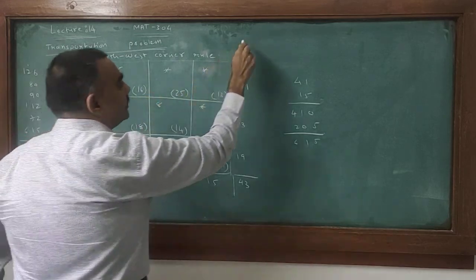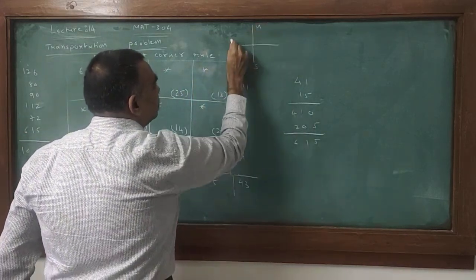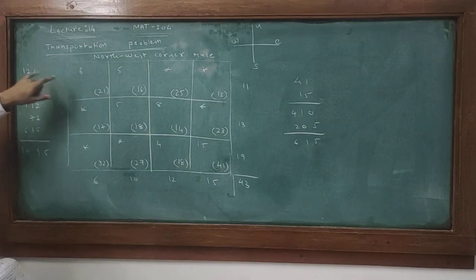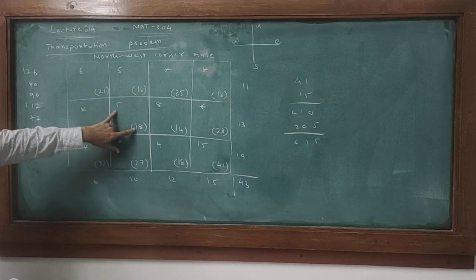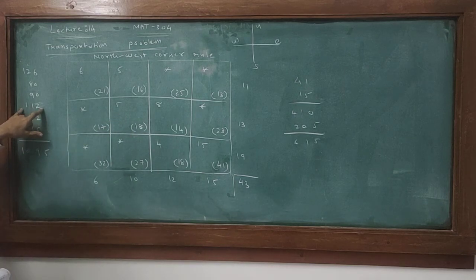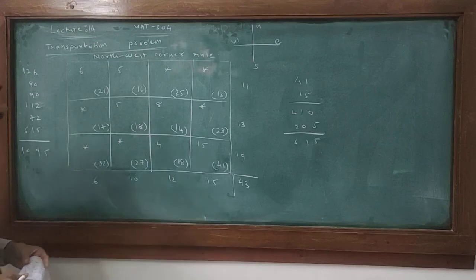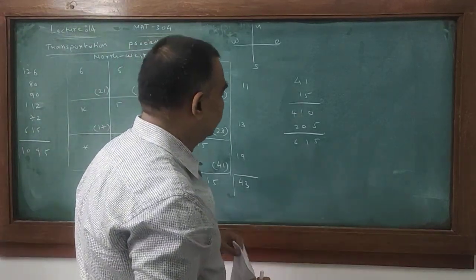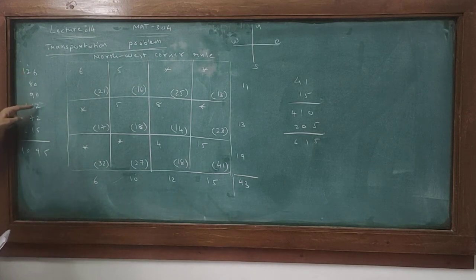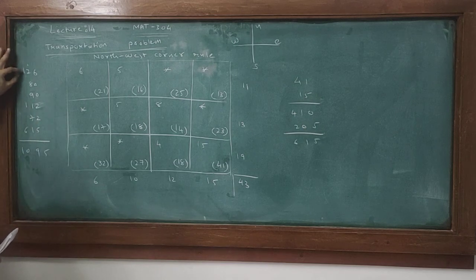As I showed in the previous lecture, we have to start with this. It is 126, 80, 90, 112, 72, and 41 into 15, which is 615. So the total is 1095. This will be the answer.